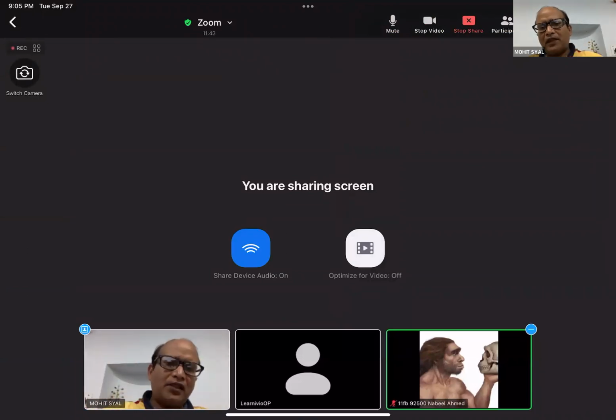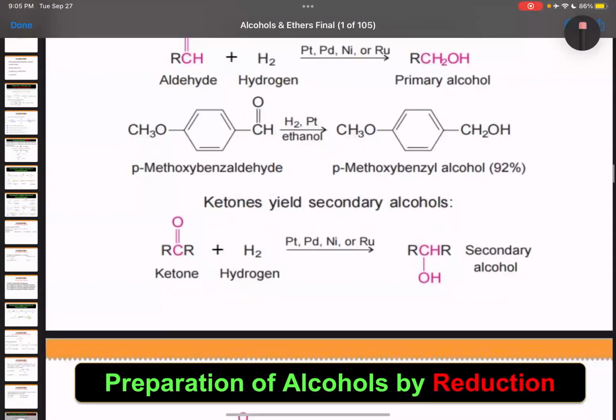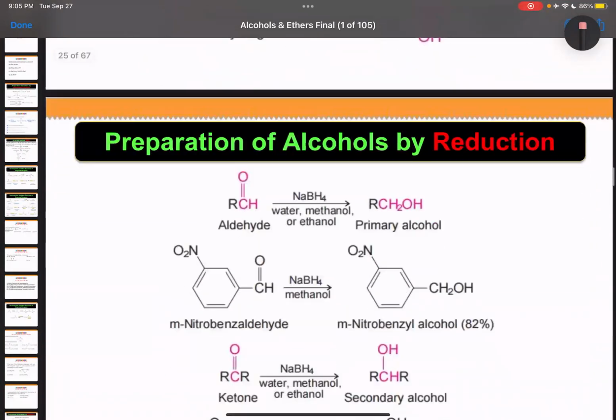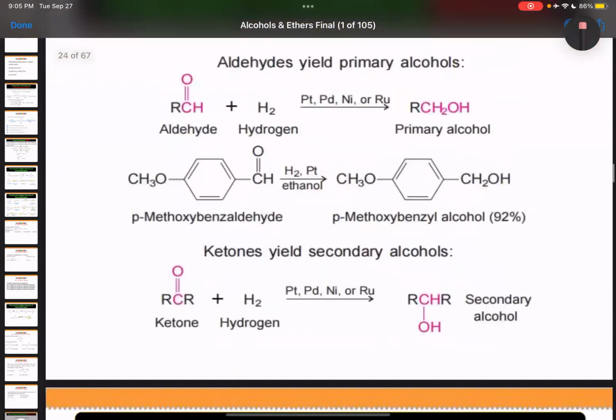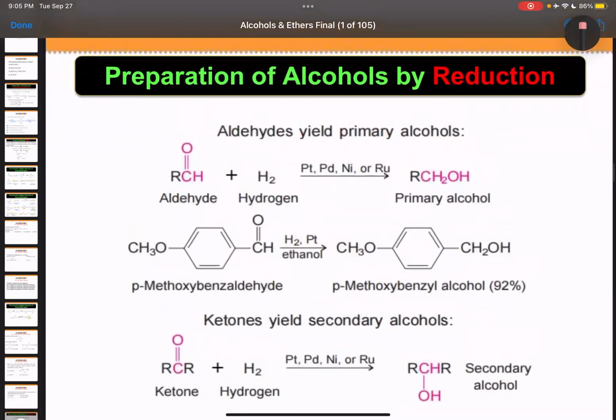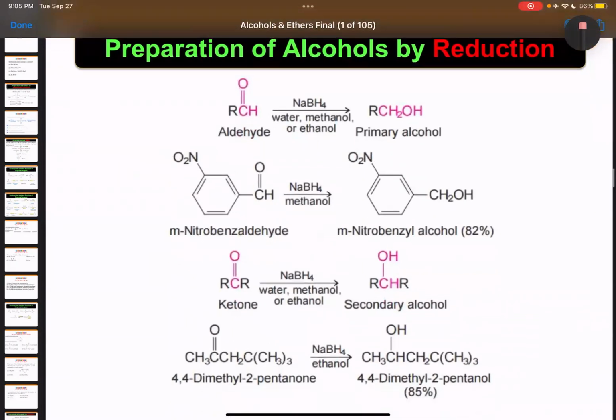Tell me which alcohols cannot be prepared by catalytic hydrogenation. Sir, tertiary. Yeah, tertiary alcohol can't be prepared because in tertiary alcohols you don't have any hydrogen on the carbon, you just have one OH. So tertiary alcohol cannot be prepared by this method. So you can have a look over here.